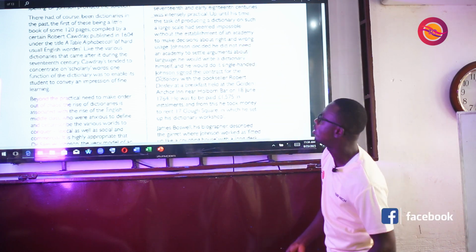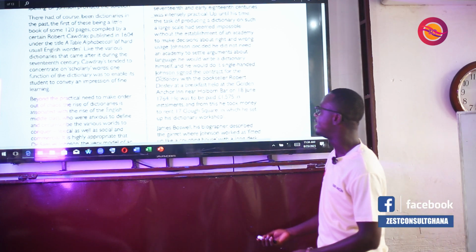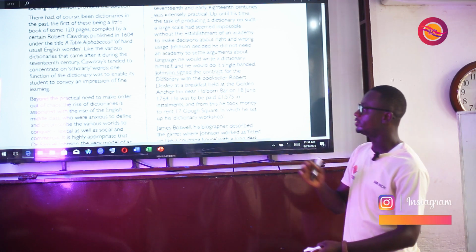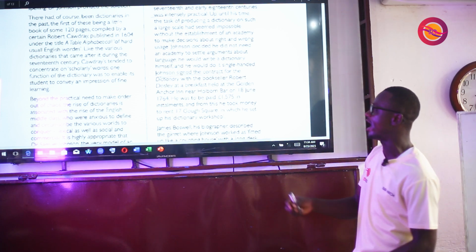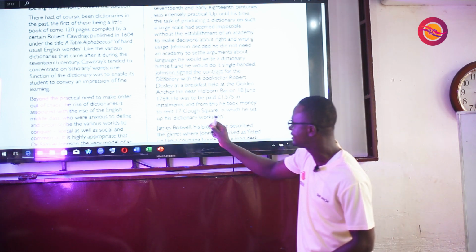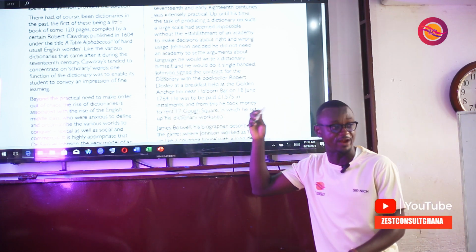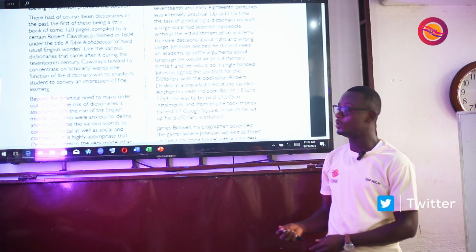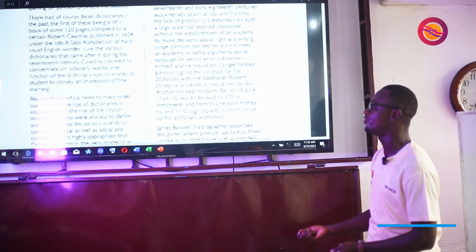Now, Johnson signed a contract for the dictionary with the bookseller Robert Dodsley at a breakfast held at the Golden Anchor near Holborn Bar on 18th June 1764. Now, he was to be paid £1,575 in installments, and from this, he took money to rent 17 Gold Square. Don't forget that we said that he rented a garret. The garret here is what we call the 17 Gold Square, in which he set up his dictionary workshop.